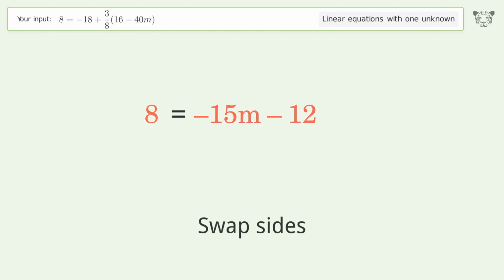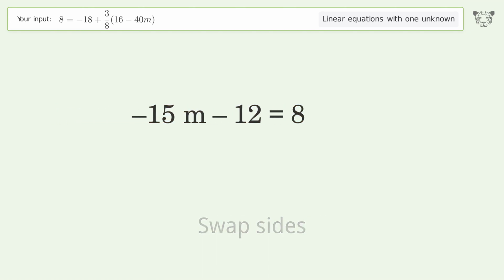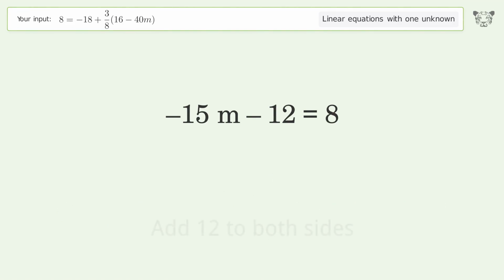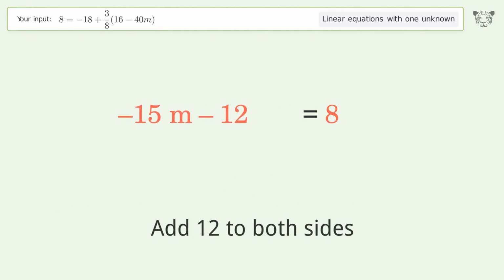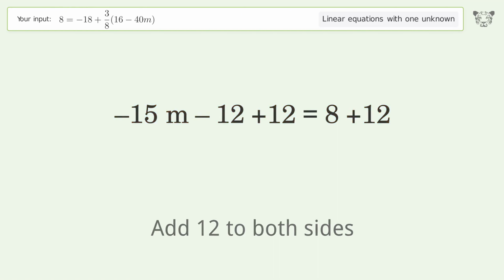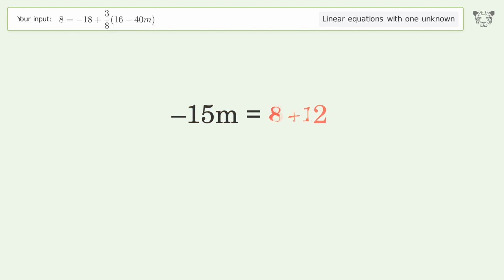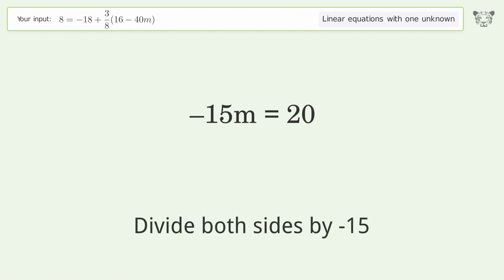Swap sides. Group all constants on the right side of the equation. Add 12 to both sides. Simplify the arithmetic. Isolate the m. Divide both sides by -15.